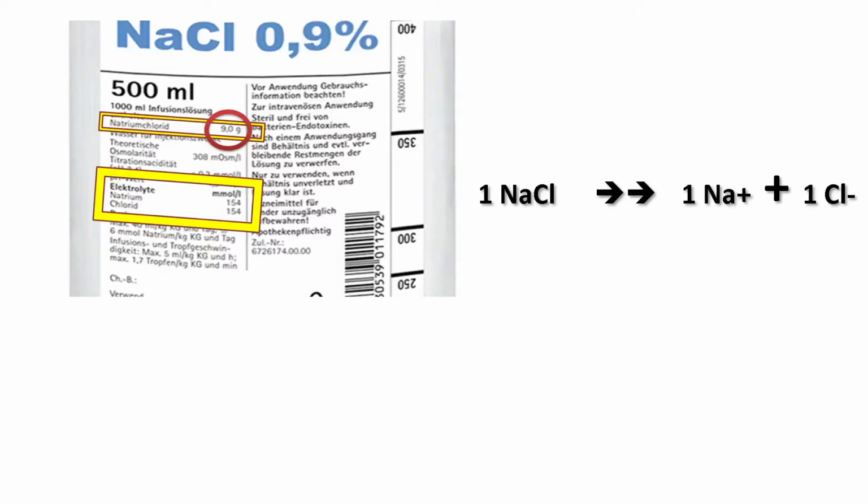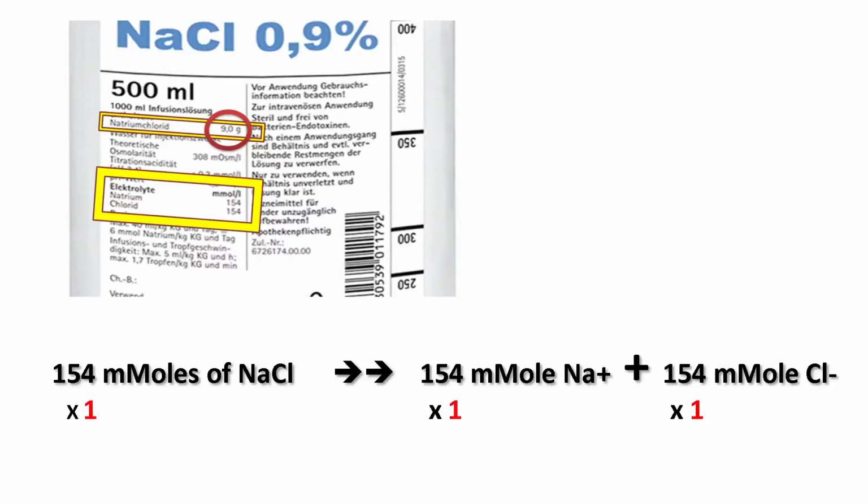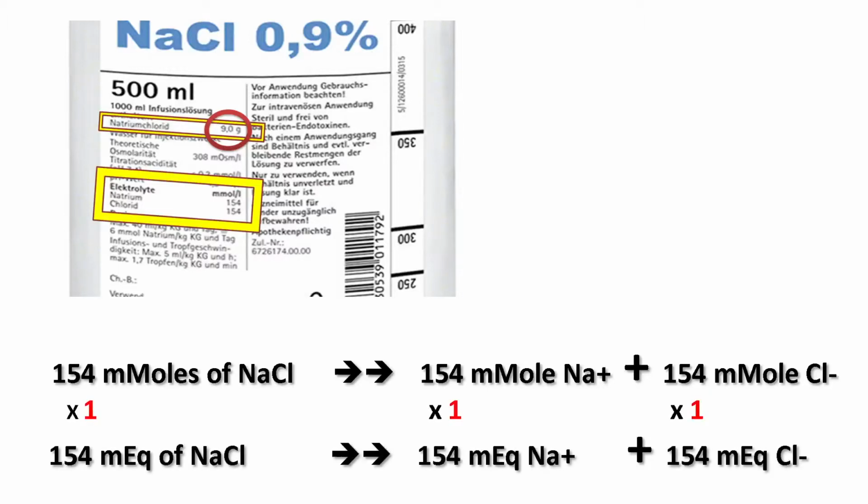We know one sodium chloride molecule dissociates into one sodium and one chloride ion. Therefore, 154 millimoles of sodium chloride will give 154 millimoles of sodium ions and 154 millimoles of chloride ions. Now, to convert it into milli-equivalents, we multiply millimole values with the respective valencies. Hence, we get 154 milli-equivalents of sodium chloride will have 154 milli-equivalents of sodium ions and 154 milli-equivalents of chloride ions.